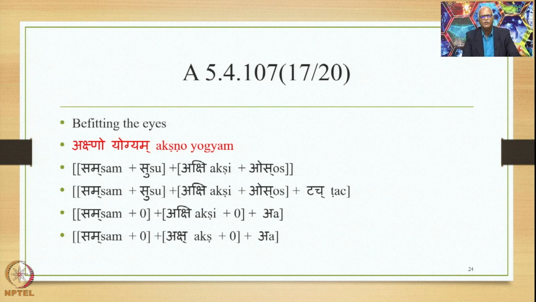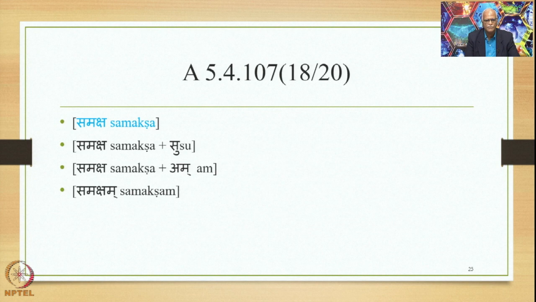Similarly, when the meaning to be conveyed is befitting the eyes, akshnoho yogyam, that is the laukika vigraha, we get the alaukika vigraha, namely sam plus su plus akshi plus os. Now we get the samasa saudhnya, then we add the samasanta suffix tach over here. So we have sam plus su plus akshi plus os plus tach. Pratipadika saudhnya takes place, and then we apply the sutra supodhatu pratipadika yoho. So we have sam plus 0 plus akshi plus 0 plus a, and then the sutra yasyeti cha applies, deleting the final i in akshi, and so we have sam plus 0 plus aksha plus 0 plus a. When we join them together, we get the form samaksha, befitting the eyes.